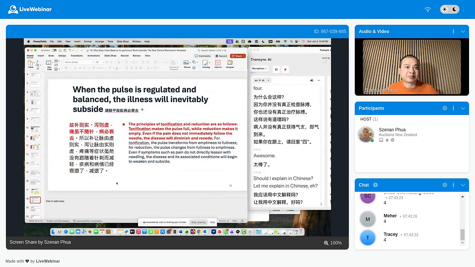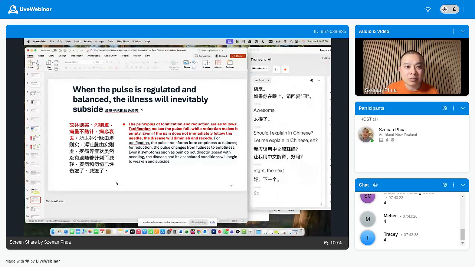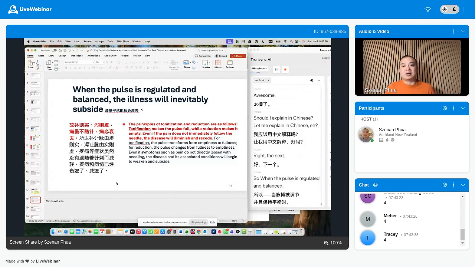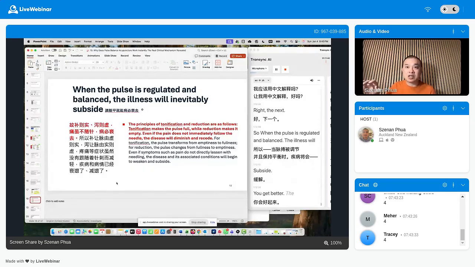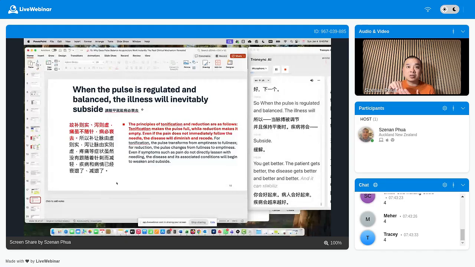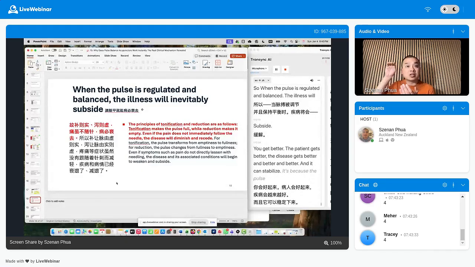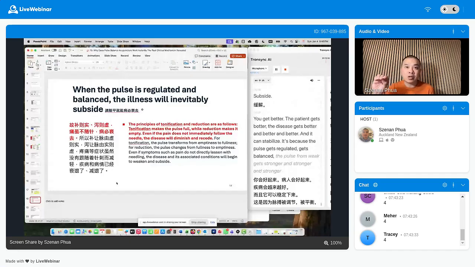Right, the next. So, when the pulse is regulated and balanced, the illness will subside. You get better. The patient gets better. The disease gets better and better and better, and it can stabilize. It's because the pulse gets regulated, gets balanced. The pulse from weak gets stronger and stronger, or the pulse from excess, too firm, gets weaker and weaker.